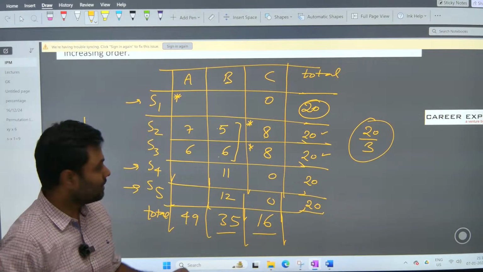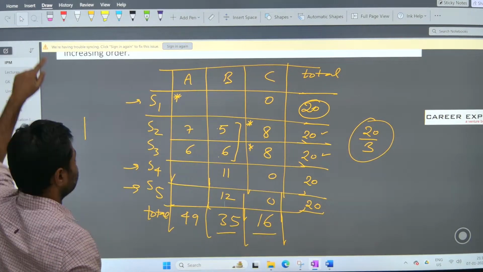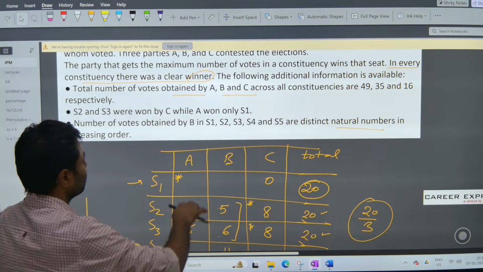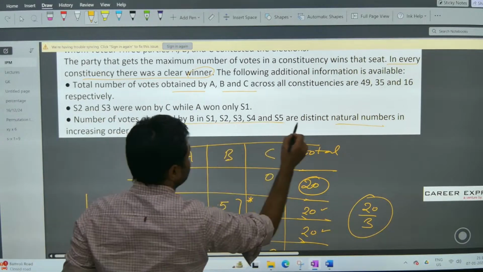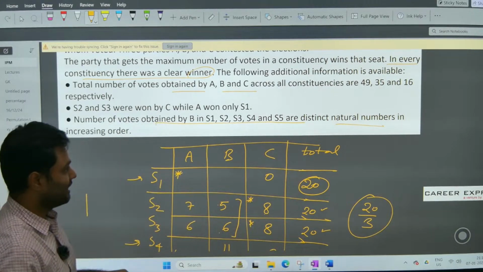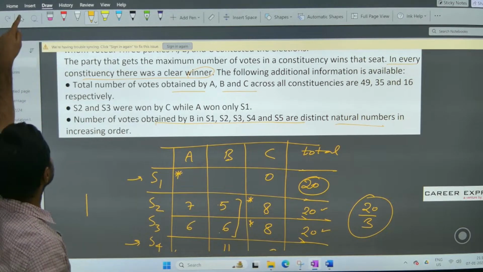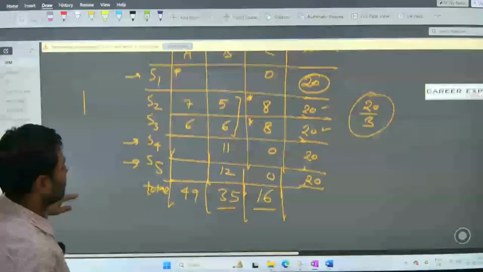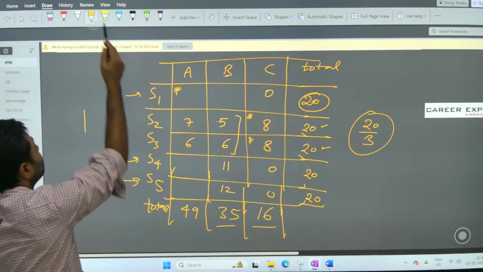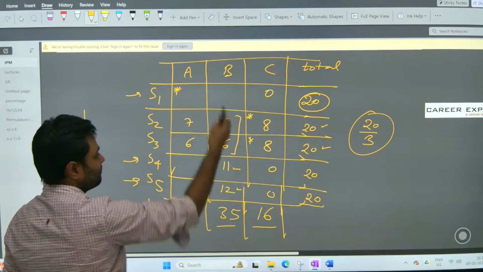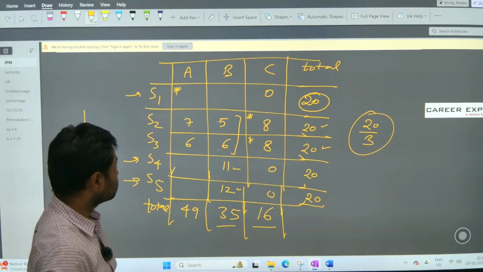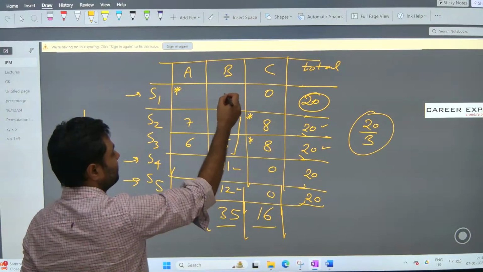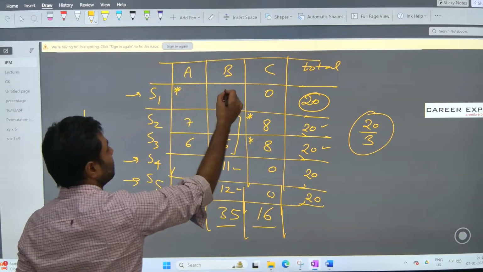Again, you should recall that party B has its votes in increasing order from S1 to S5. The number of votes obtained by B from S1 to S5 is distinct natural numbers in increasing order. So that is why I will have to put 11 here and 12 here. That is how it will be in increasing order. So that makes only one vote here in S1.